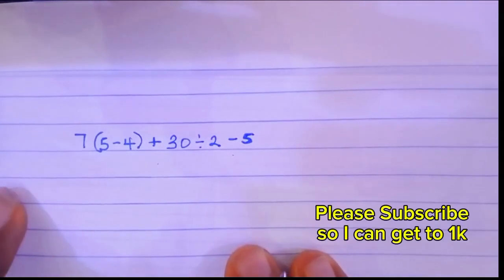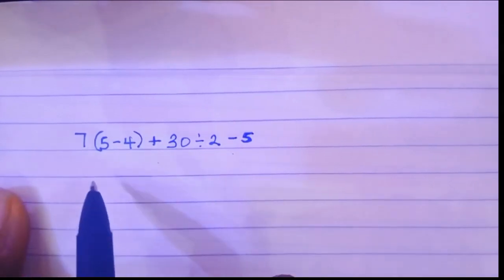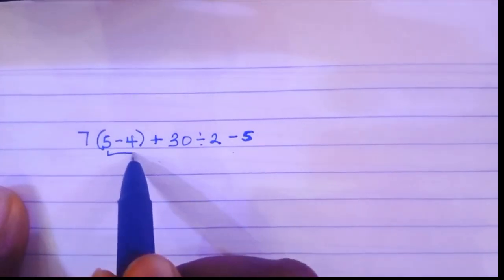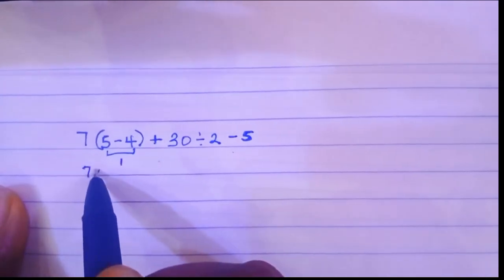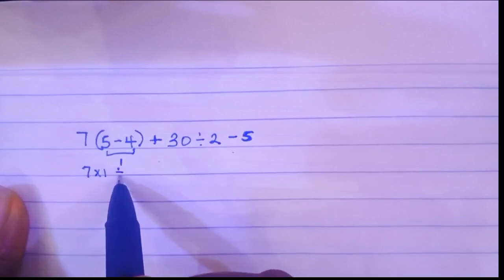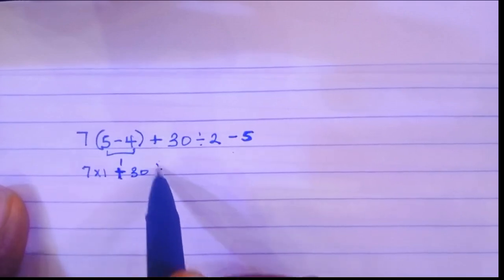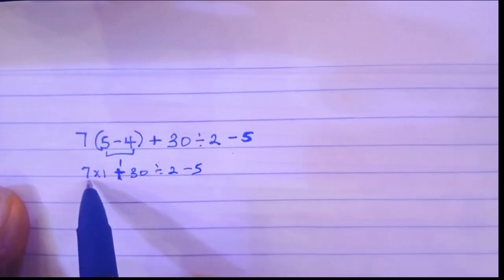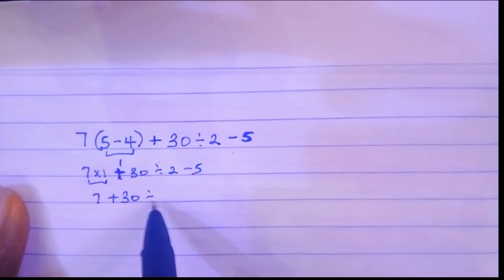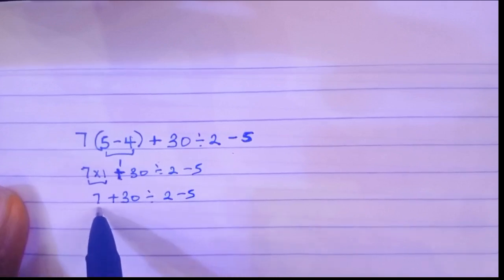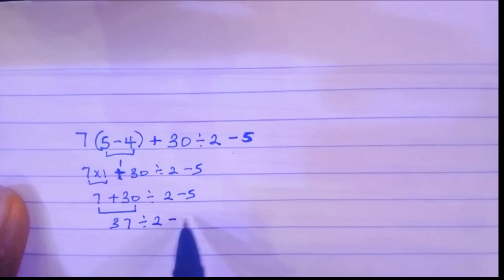Alright, welcome guys. In solving this question, some people will solve it like this and get the answer. Some say, solve this first and write 1, that is 7 times 1 divided by 30, plus 30 divided by 2 minus 5. Then they'll multiply this and say 7 plus 30 divided by 2 minus 5. 7 plus 30, that's 7 divided by 2 minus 5.